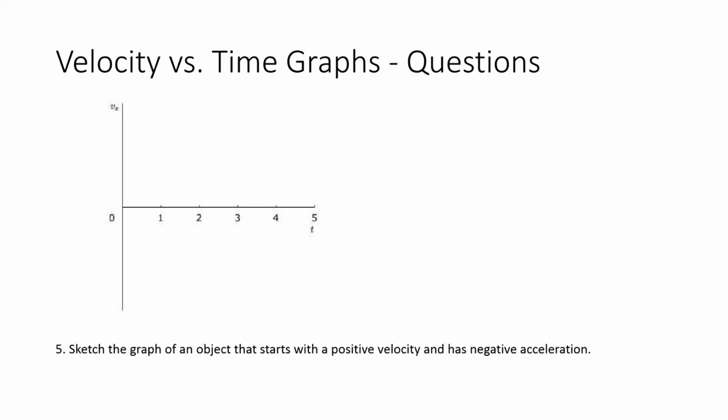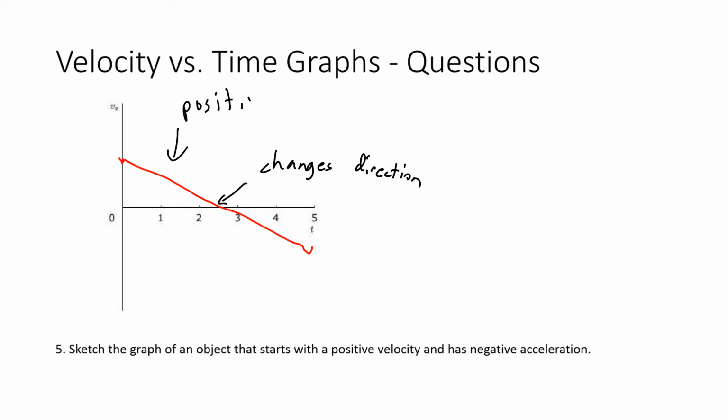Alright, number 5 says sketch the graph of an object that starts with a positive velocity and has a negative acceleration. So to start with a positive velocity, we start above the x-axis, and negative acceleration means the slope is going to be negative. So it's going to go down and look something like that. And once we get to this point right here where it crosses the x-axis, that's where it changes direction, and goes from the positive direction up here to negative direction down here. So moving in positive direction, and down this side would be negative direction.